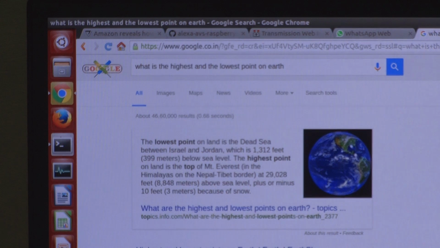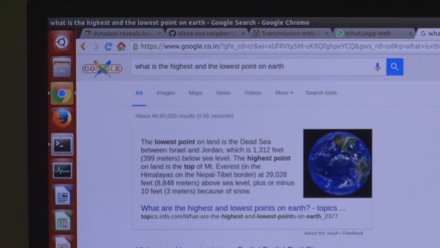According to info.com, the lowest point on land is the Dead Sea between Israel and Jordan, which is 1,312 feet below sea level. The highest point on land is the top of Mount Everest at 29,028 feet above sea level, plus or minus 10 feet because of snow.